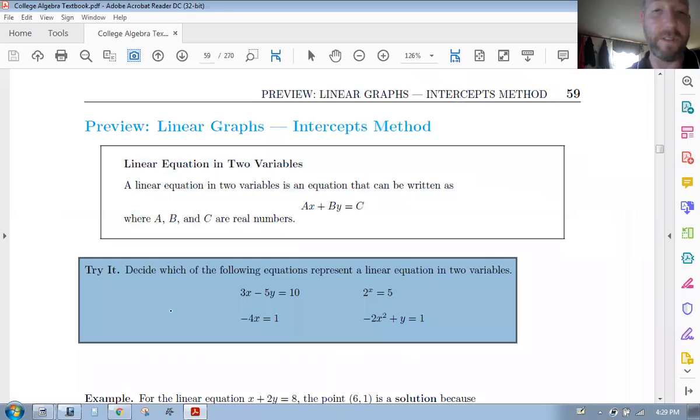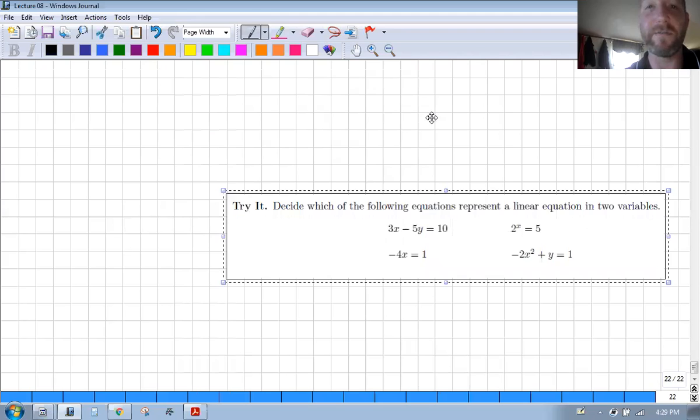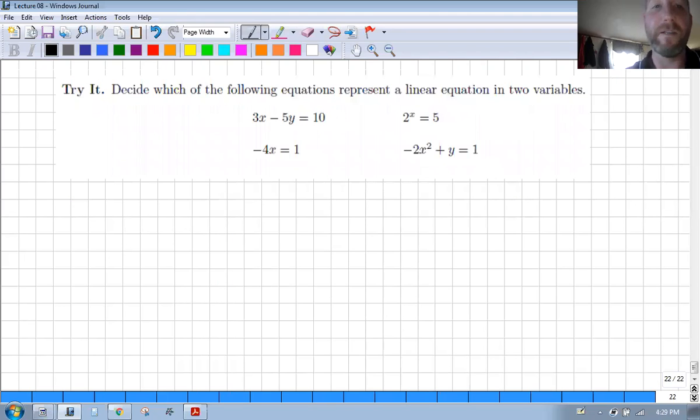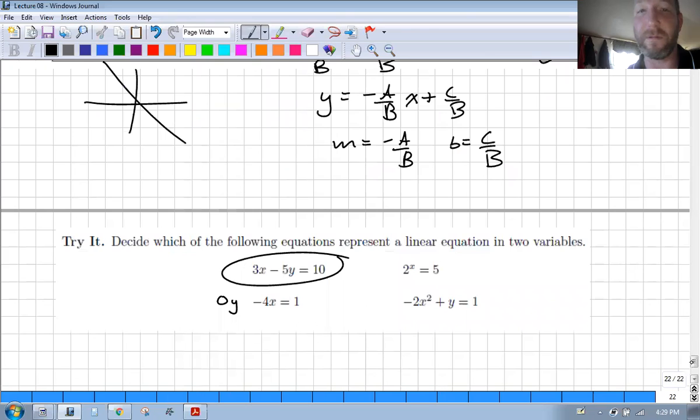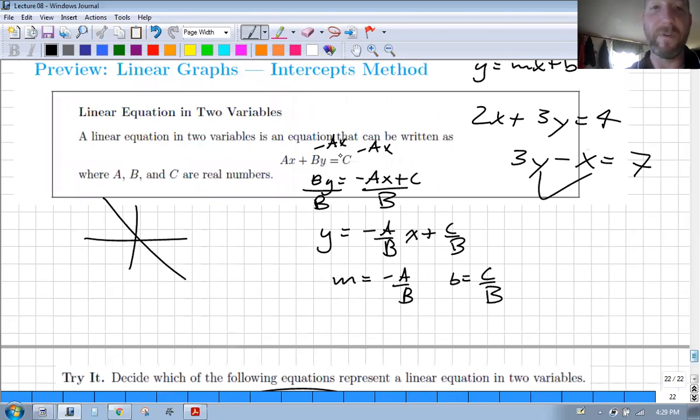Okay, so let's look at these. Which ones of these are linear equations? This one is, there's an x and a y. What about this one? Where's the y? Technically, what if I put in here 0y? I could put that there, right? So there is an x and a y. It just happens that the number in front of y is 0. If I made b 0, it says a, b, and c are real numbers. 0 is a real number.